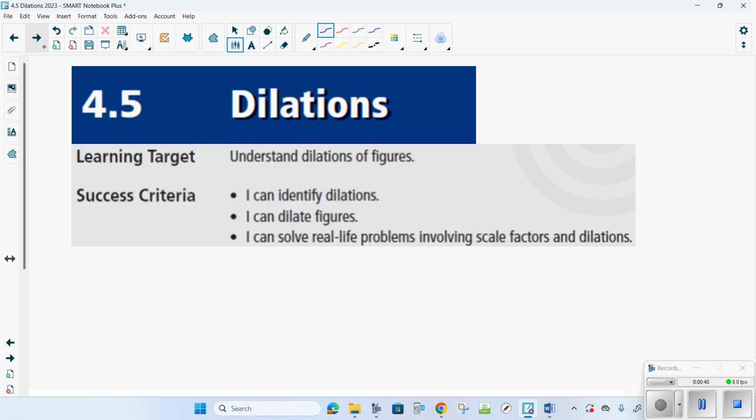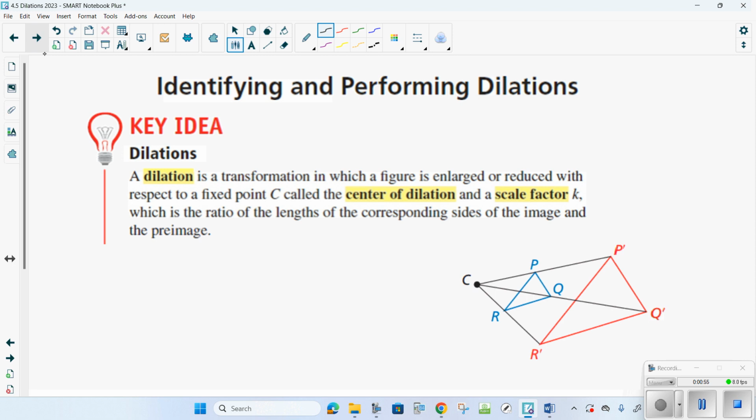All right, let's talk about dilation. Identifying the dilation. The dilation ultimately has a scale factor. You're talking about a situation in which you are expanding or reducing a figure. And so a dilation has a scale factor. It's a transformation in which the figure is enlarged or reduced with respect to a fixed point C, called the center of dilation, and the scale factor K, which is the ratio of the lengths of the corresponding sides.